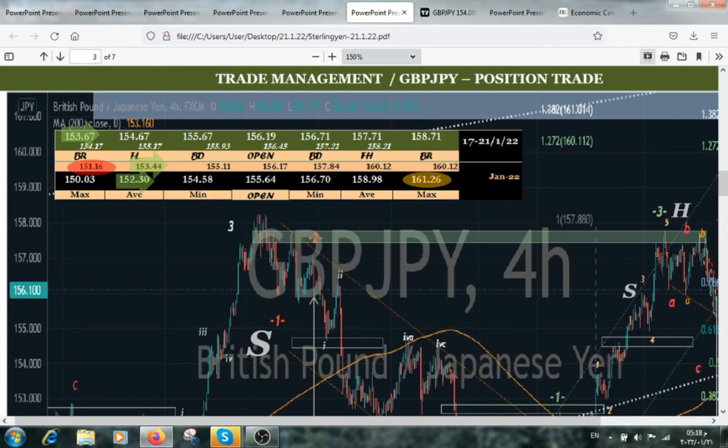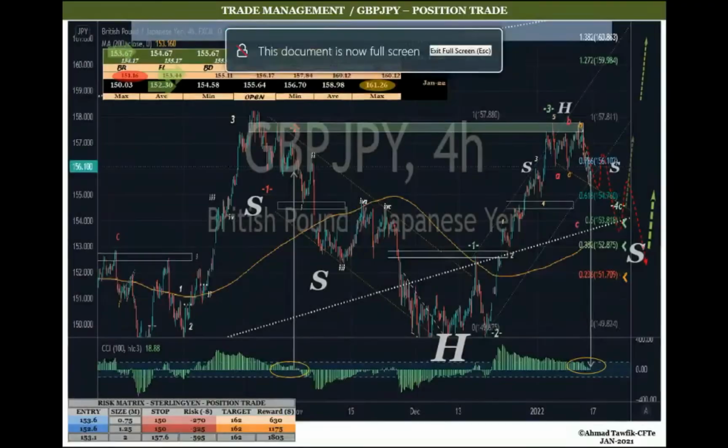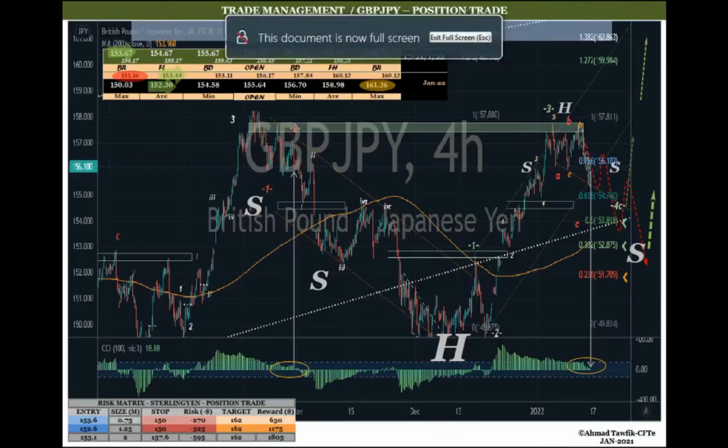Short-term, we're looking at shorting below 155.67. It's not shown on that chart, but it was shown on the 1-hour chart, I believe. Where is that 1-hour chart?